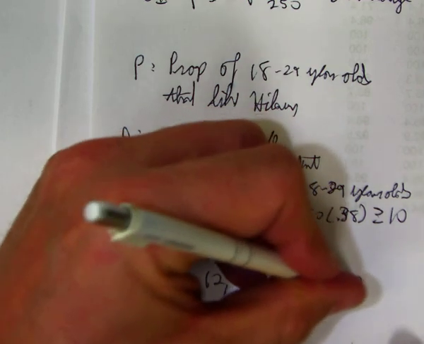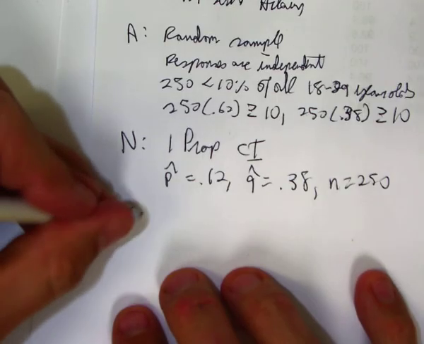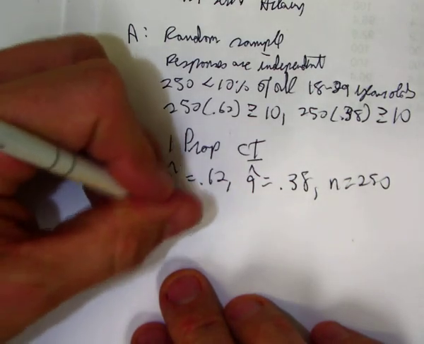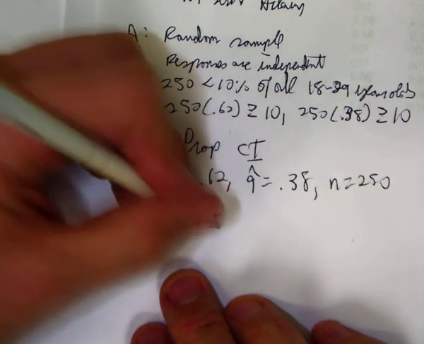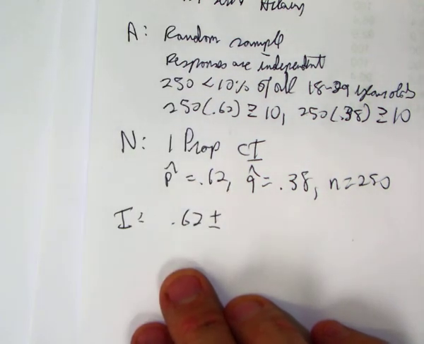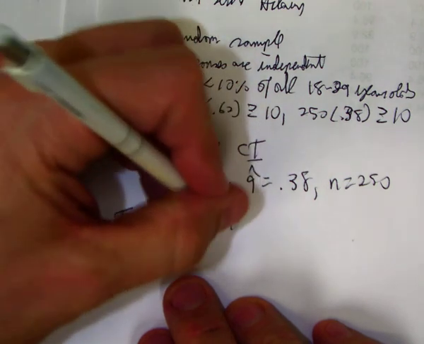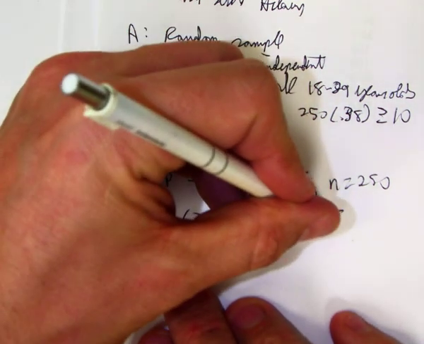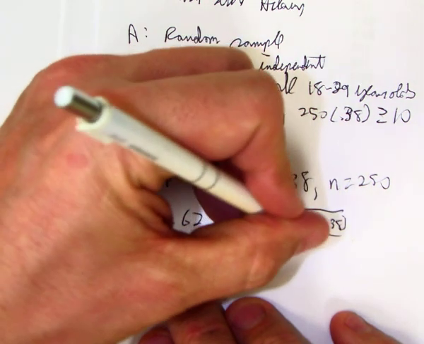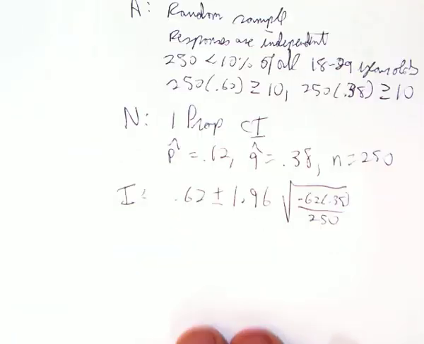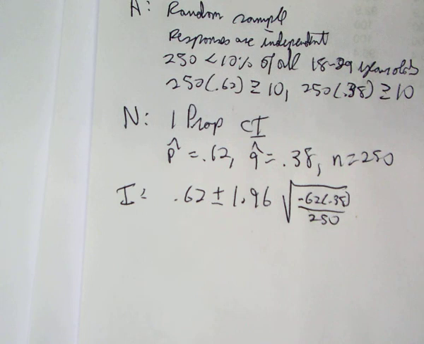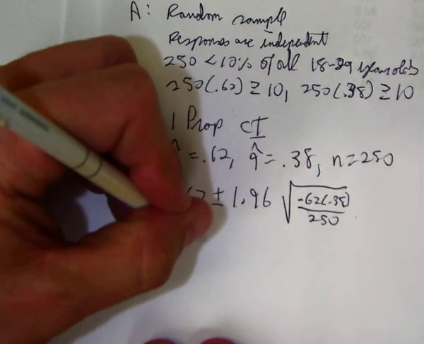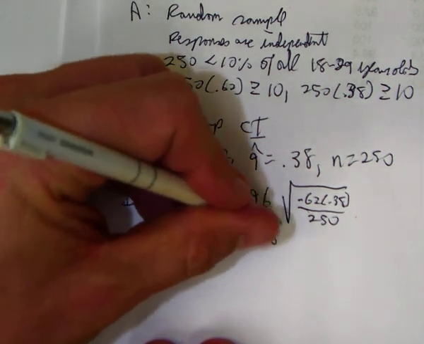And n is 250. The interval, p hat plus or minus. Now what are we doing? 90%? 95%, right? Z is 1.96 times the square root of 0.62 times 0.38 over 250. Okay, and if we do that in our calculator, we get an interval of about 0.6 to 0.68.